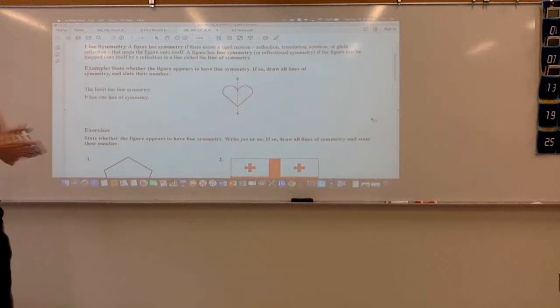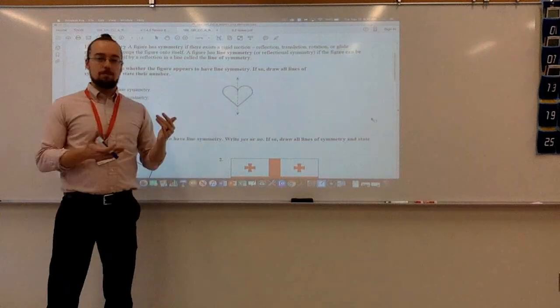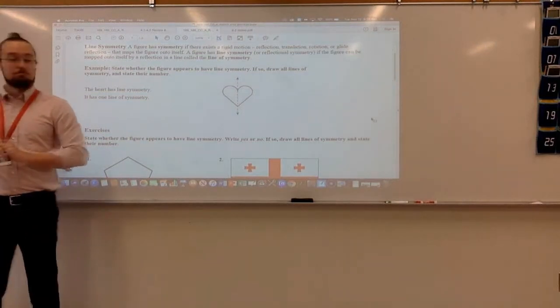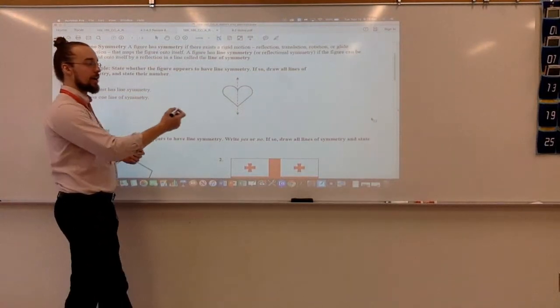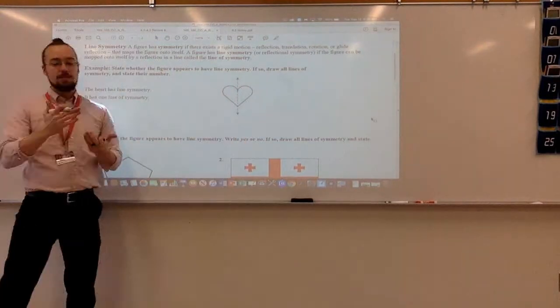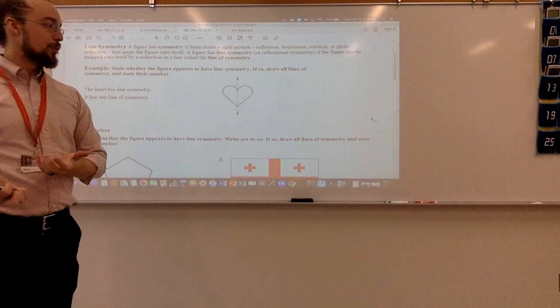If I were to fold my paper over that line, those two halves would sit perfectly on top of each other. So we say this heart has one line of symmetry. There's no other way that I can draw a line through this heart to where if I folded over that line, the two pieces would sit on top of each other. This is something you guys have done before.